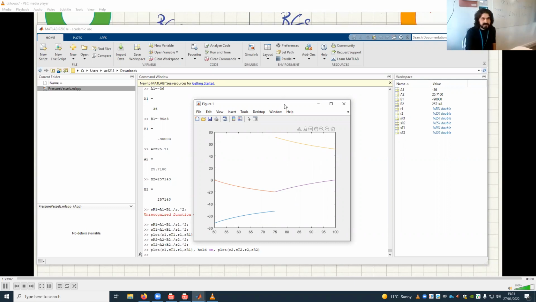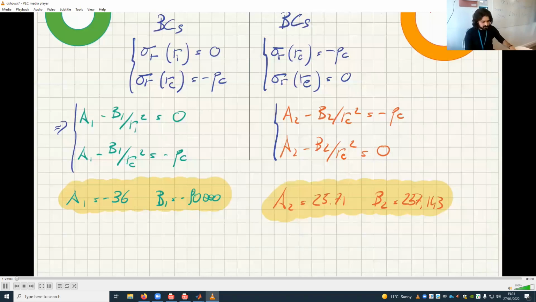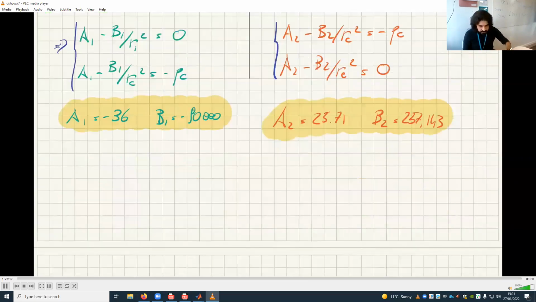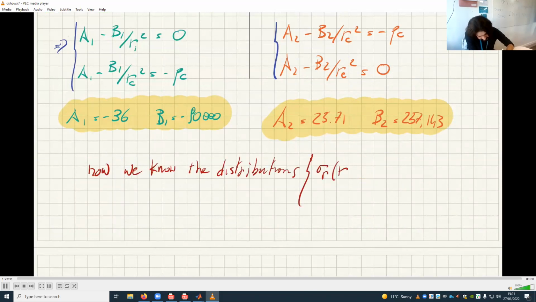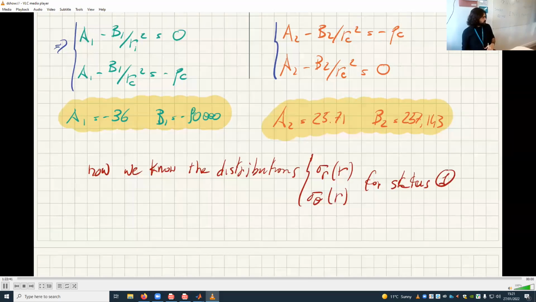Okay, let's take this aside and let's solve this. So now you know the distributions. Sigma R of R and sigma theta of R for status 1. Remember, status 1 means no internal pressure.